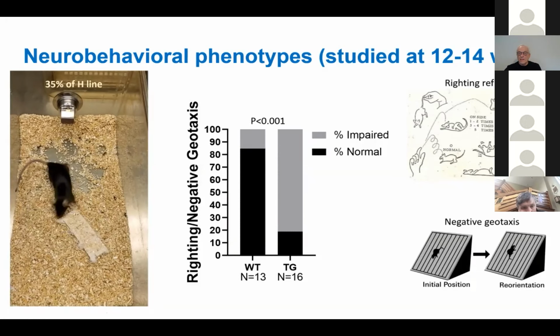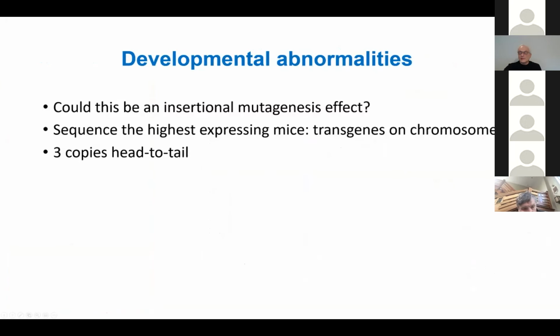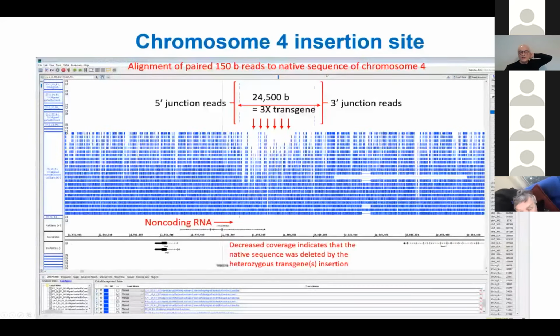Let's see. To follow up on Mark's question, could this be an insertional mutagenesis effect? We sequenced the genomes of these mice and focused on the highest expressing mice. So I will show you where the insertion is. It is on chromosome 4. The only nearby RNA is a non-coding RNA not known to be involved in any of the phenomena that we have analyzed.